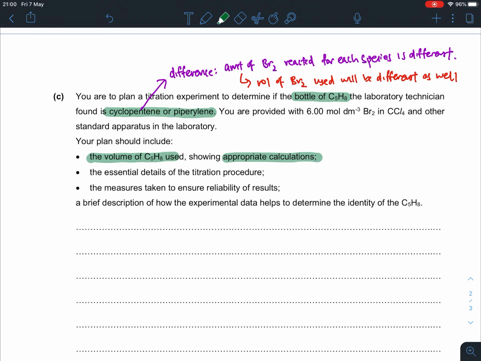Following that, you would then give the usual titration procedure and then measures taken to ensure reliability of results, which quite a number of you did not show that. And finally, you are also supposed to briefly describe how the data that you have suggested would help to identify what exactly is the C5H8 in the sample bottle.